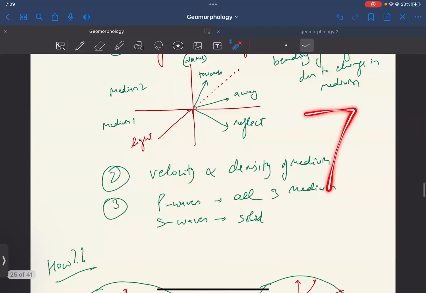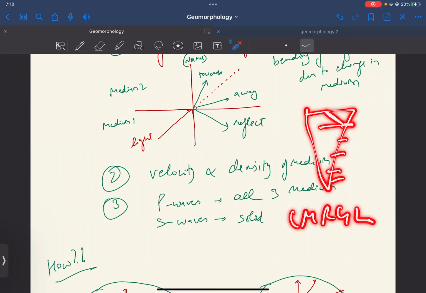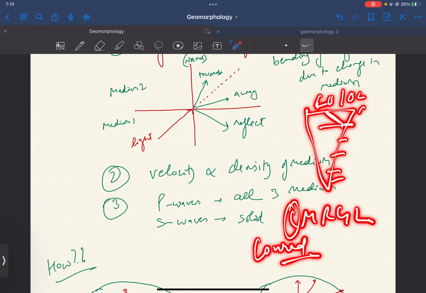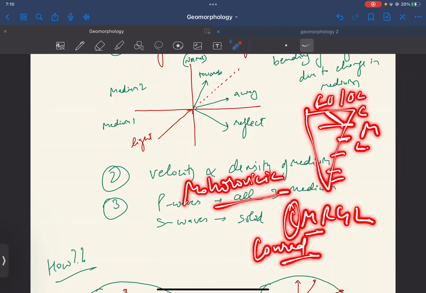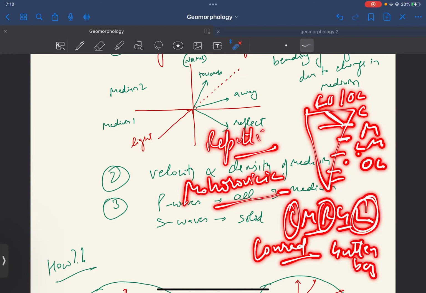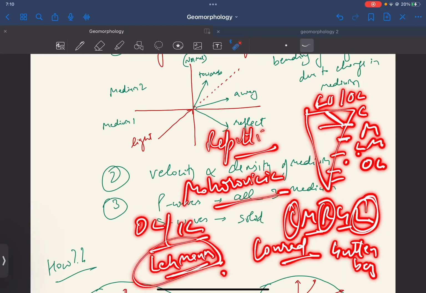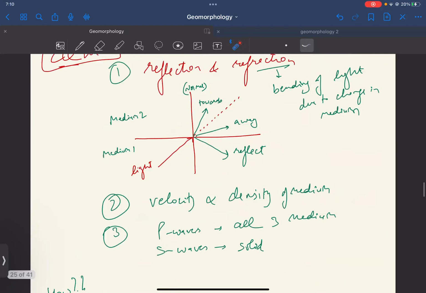So I told you about them. Between continental crust and oceanic crust, there is Conrad. Between crust and mantle, there is Mohorovičić. Then upper mantle and lower mantle, there is Repetti. Then mantle and outer core, or you can say core, there is Gutenberg. And then lastly outer core and inner core, there is Lehmann. These are the discontinuities. Okay, this you need to remember.